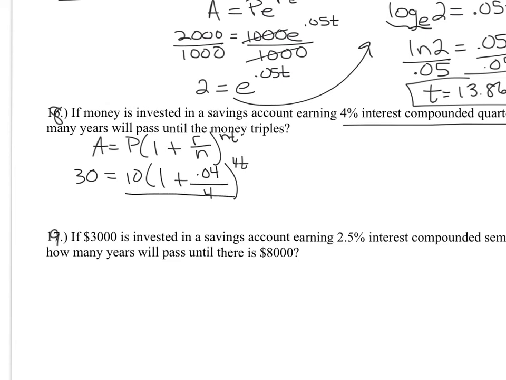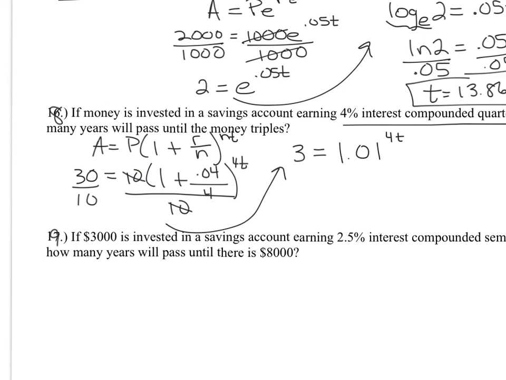First thing I'm going to do is divide both sides by 10. That'll eliminate that number up here. So on the left, you have 30 divided by 10, which is 3. And then on the right side, inside this parenthesis, I have just a number that I can figure out in my calculator. So you're going to take your calculator and type in 1 plus 0.04 divided by 4. When you do that, you should get 1.01, and that's to the 4t.